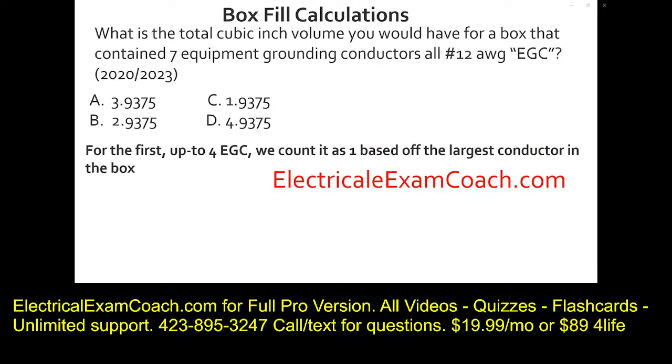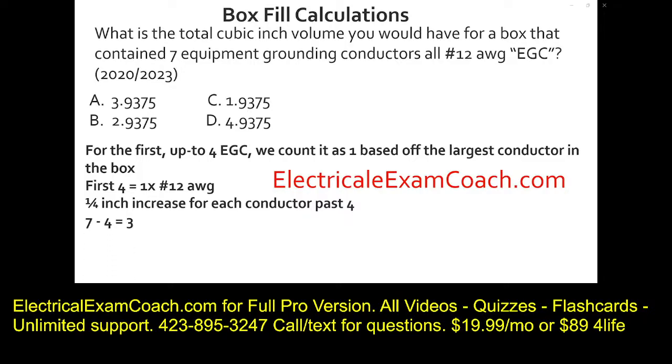What we're going to do is count the first 4 as 1, and then a 1/4 inch increase for each one past 4. Sounds complicated. We're going to break it down very simply. We have 7 total, and we're going to minus 4 because those first 4 we counted as 1. So we have 3 left over, and we're going to take those 3 and multiply it by 1/4. And that gives us 0.75.